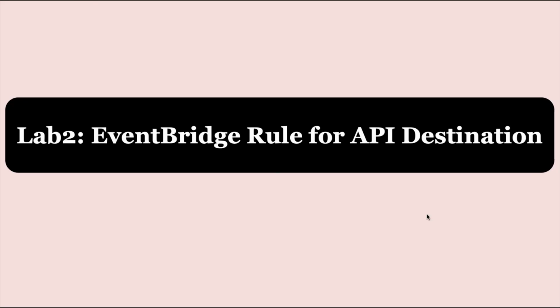Hi everyone, in this demo let us understand how to create an EventBridge rule for a destination called API destination. The target is called API destination, which in turn will talk to an API Gateway endpoint. So the actual endpoint is API Gateway, but for that we have to create an API destination resource within the EventBridge. Okay, so let's get started.